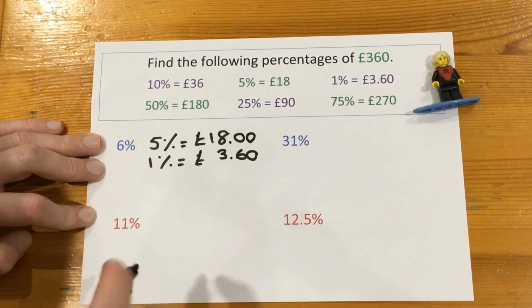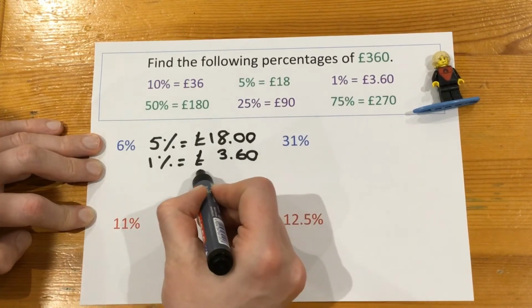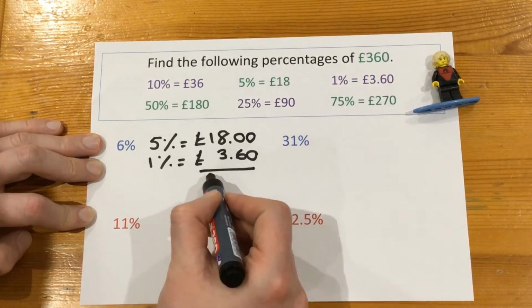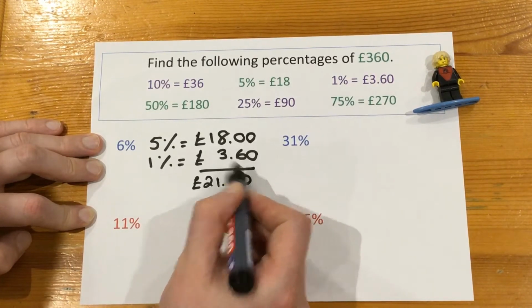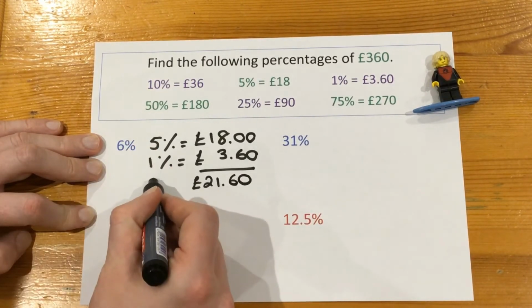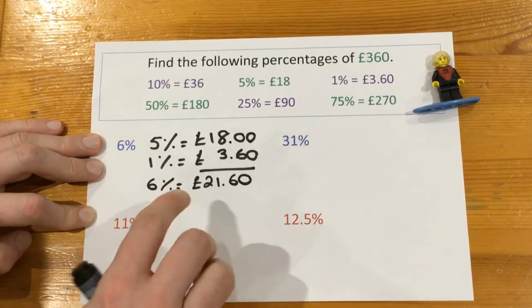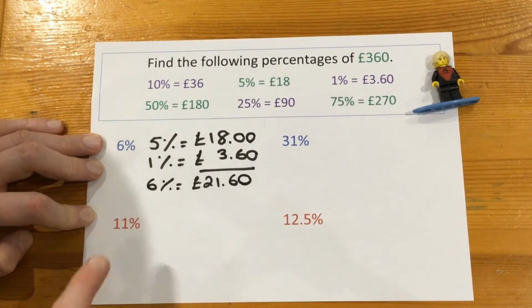And £18 plus £3.60 is 18, 19, 20, £21.60. 5% and 1% give me 6%, which is £21.60.